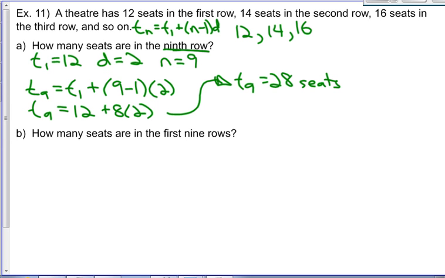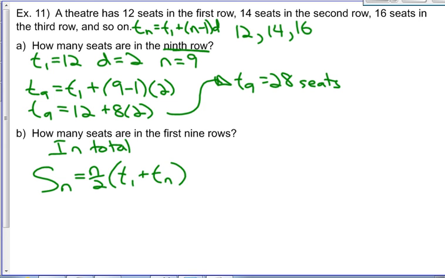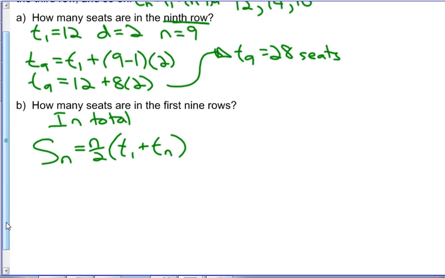The next one asks how many seats are in the first 9 rows. This is in total. If you can think of it in terms of in total, then it's probably a sum question. We can use either of our sum formulas. Here we know T9, and we know n, and we know T1, so we might as well use this one. But you could just as easily use the other one. It'll work out the same way.